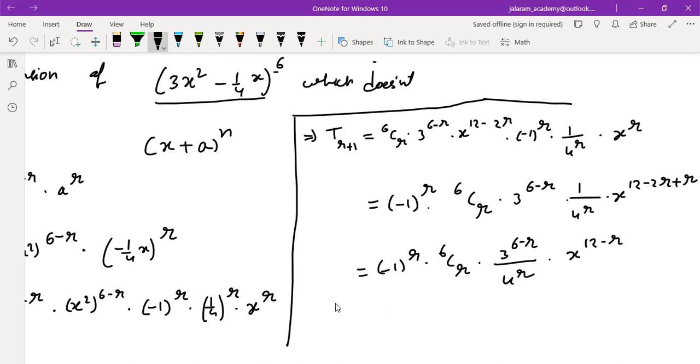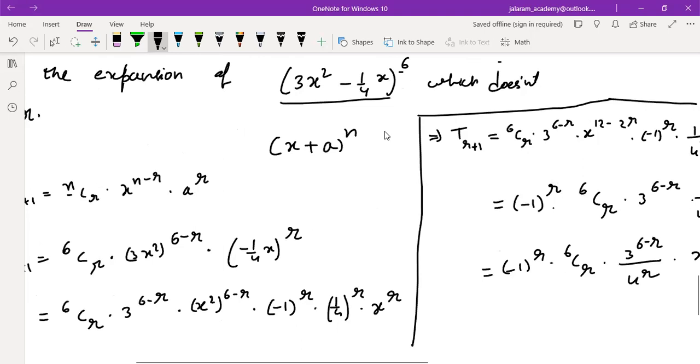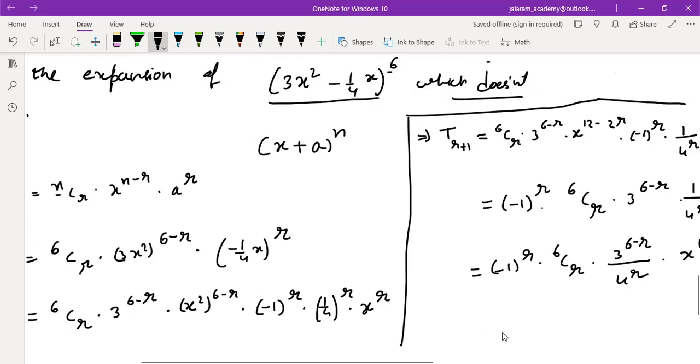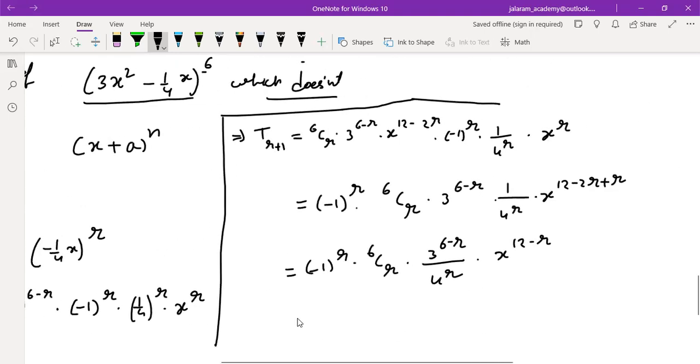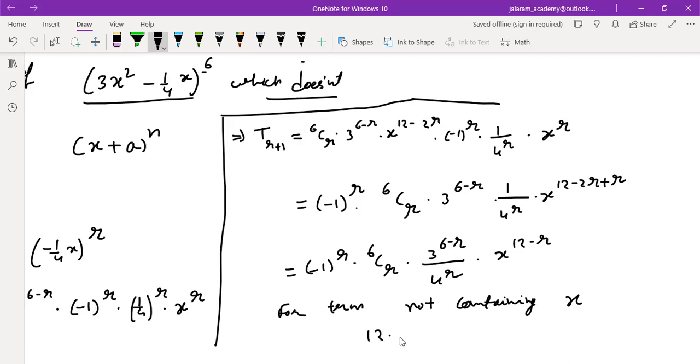into x to the power 12 minus r. Now for the term not containing x, the power of x must be 0. Sometimes it is also called the term independent of x. That is, 12 minus r must be 0, that is r equals 12.